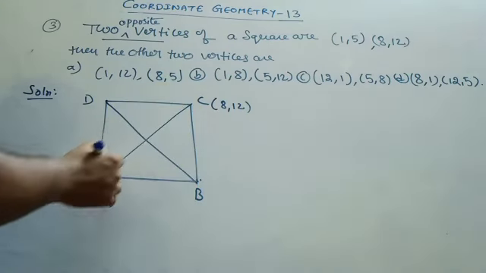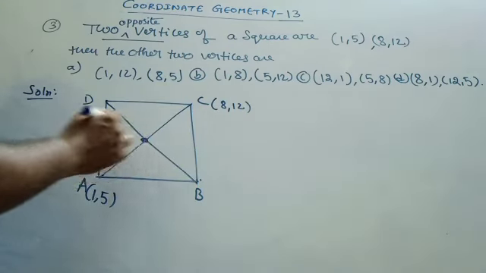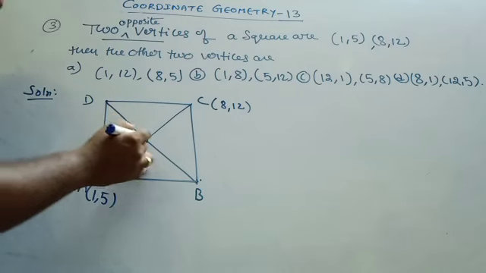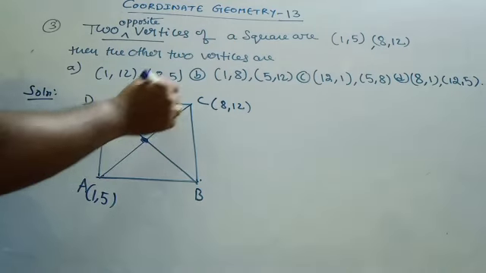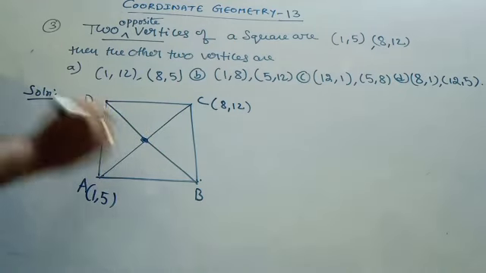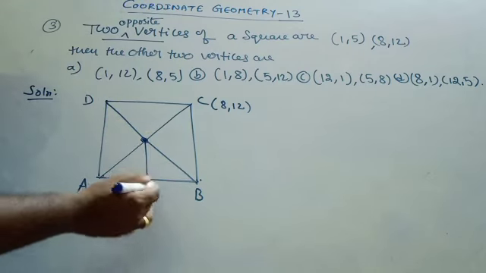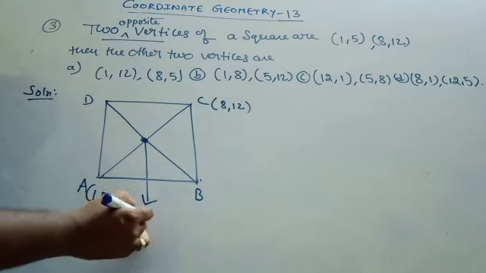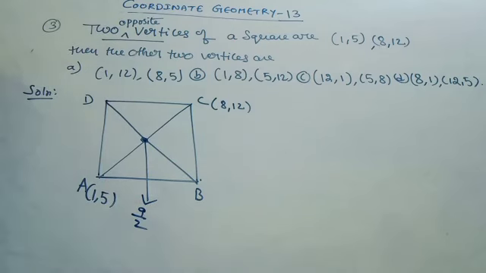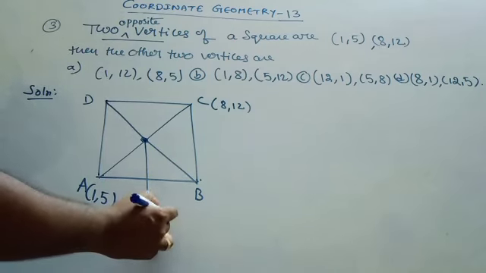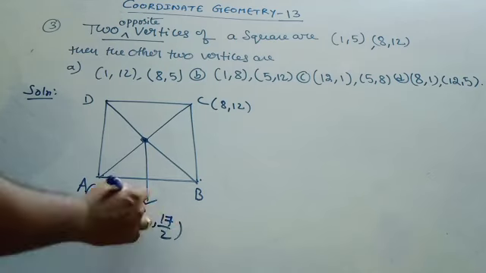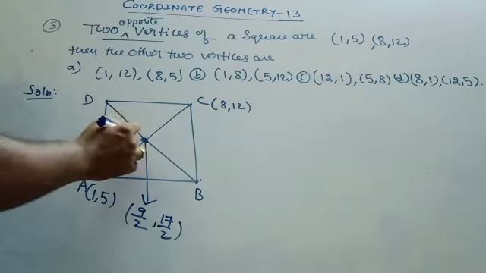Let us join that. It is a square. In a square, the diagonals bisect each other. That means the midpoint of AC is equal to the midpoint of BD. The midpoint of AC is 8 plus 1 by 2, that is 9 by 2, and 5 plus 12 by 2, that is 17 by 2, like this, right? This is the point O you have.